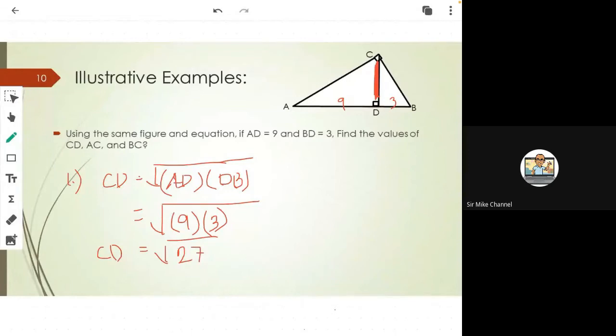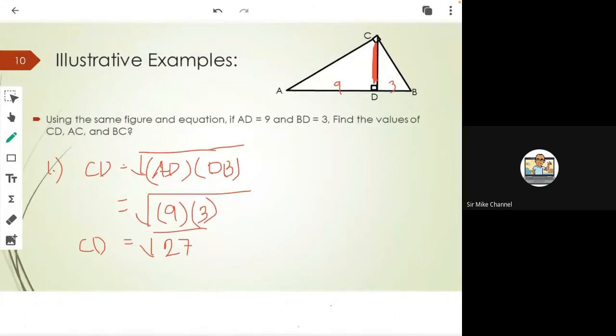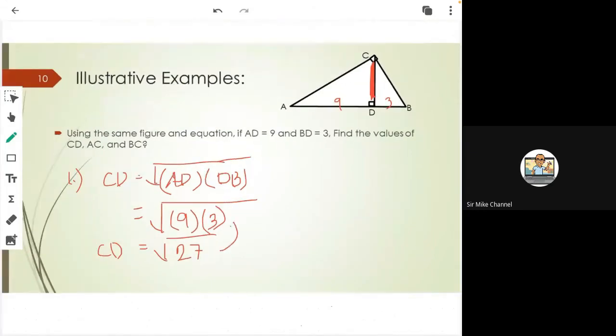Hindi naman siya perfect square number. So, maghanap tayo ng factor nito. So, factor niya, 9 times 3. Okay, yung part na yan. Diba? So, 9 is a perfect square number.